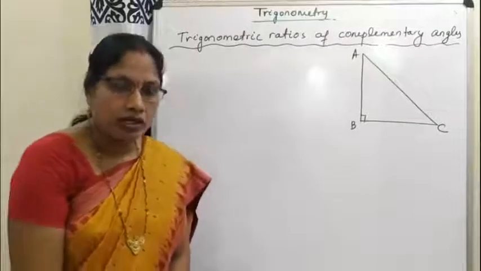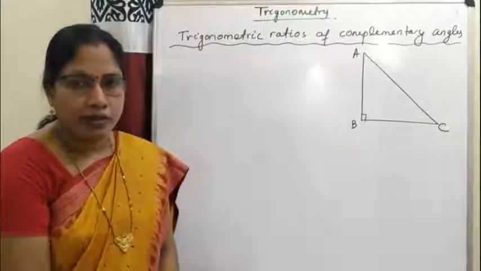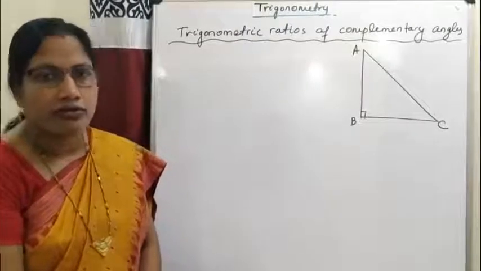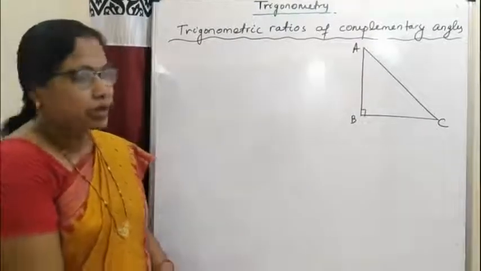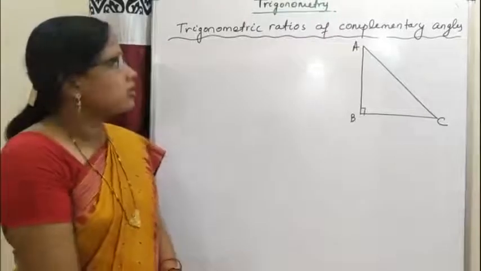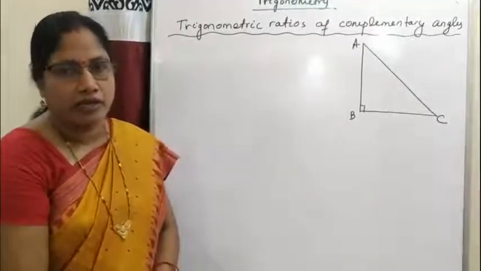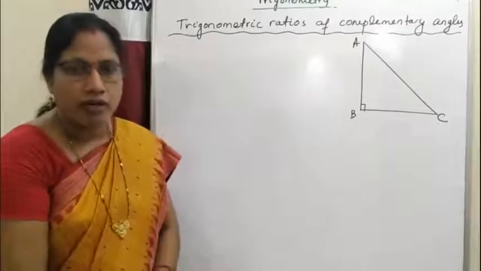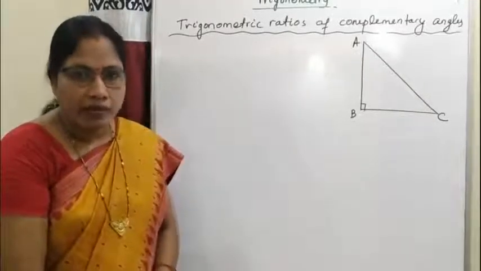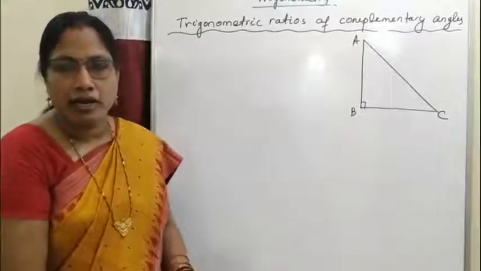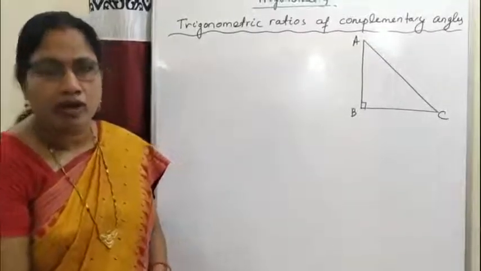So dear students, in our last class of trigonometry we have discussed the trigonometric ratios of different angles. Let us discuss in this section what are the trigonometric ratios of complementary angles. All of you know what are complementary angles? If the sum of two angles is 90 degree, then one angle is complementary of the other.